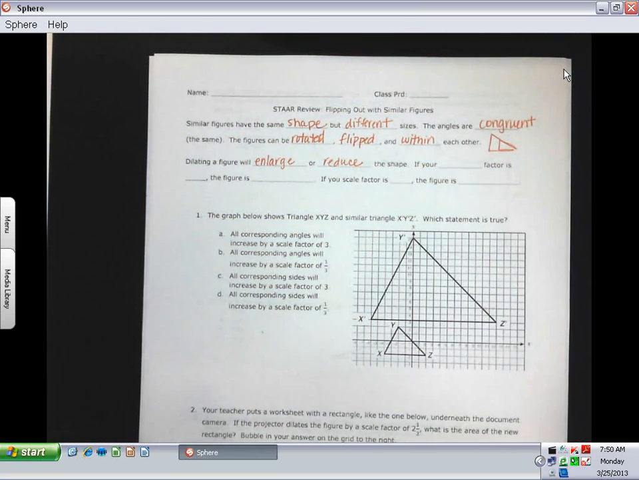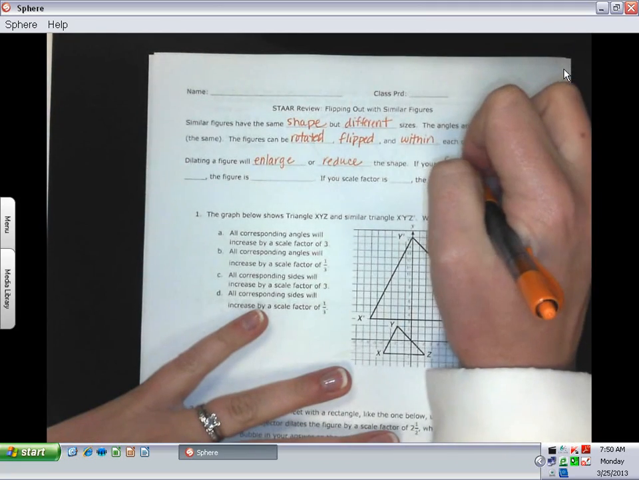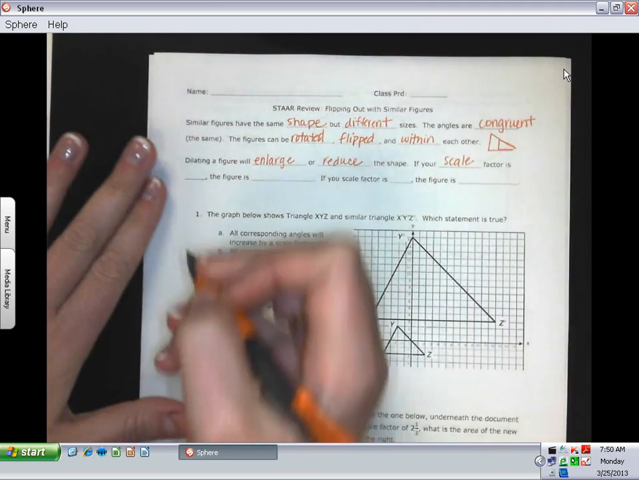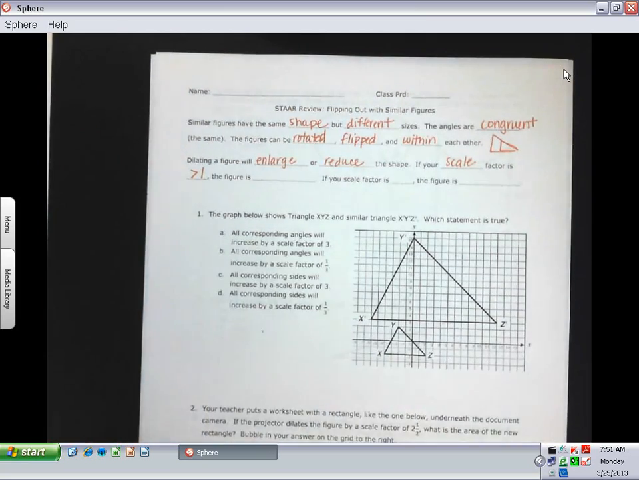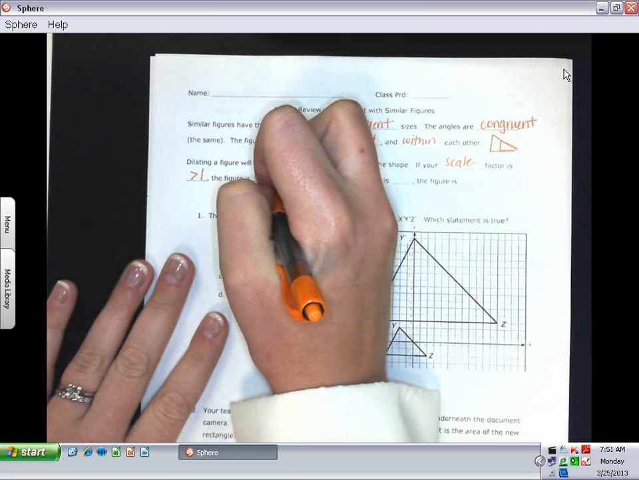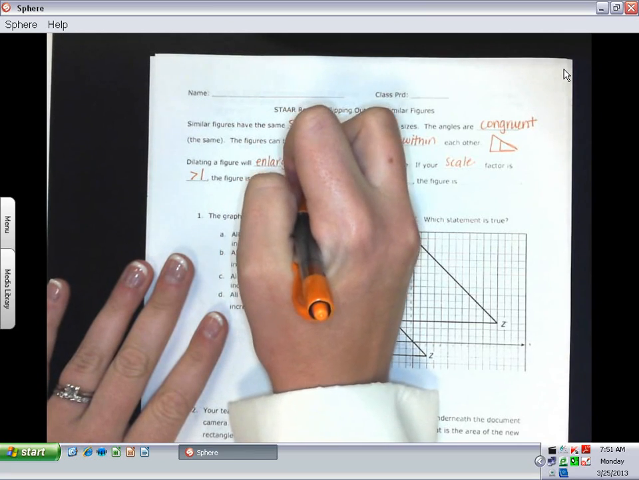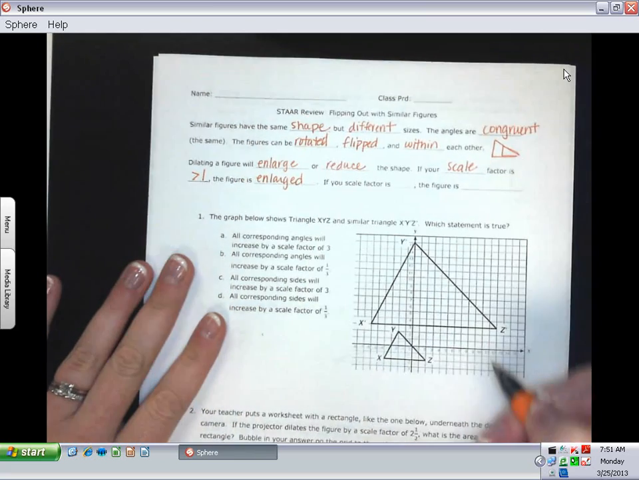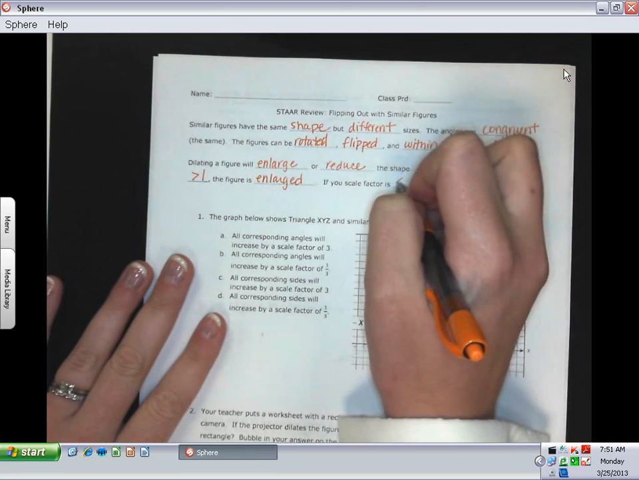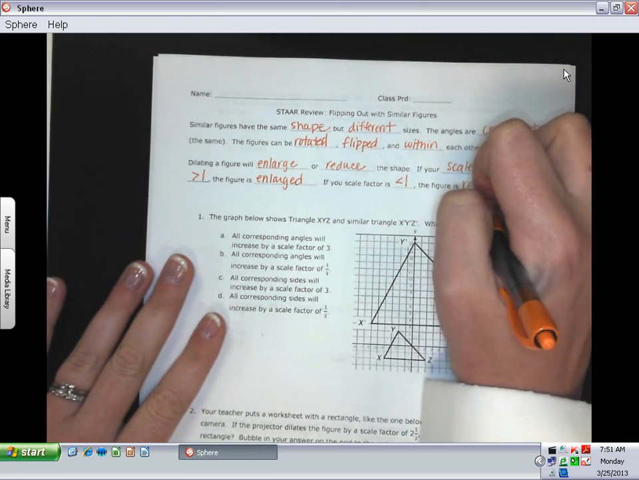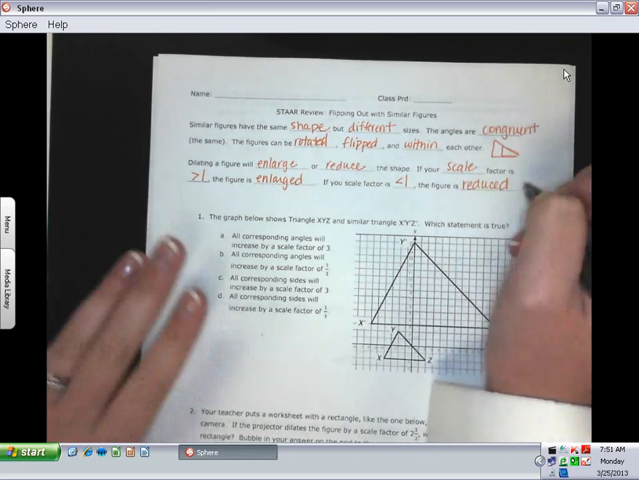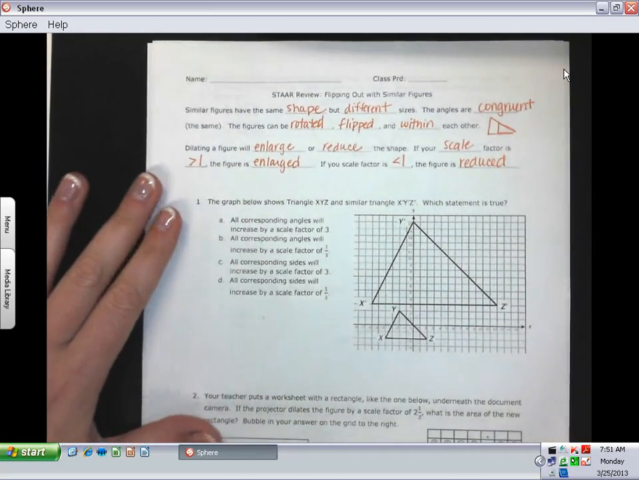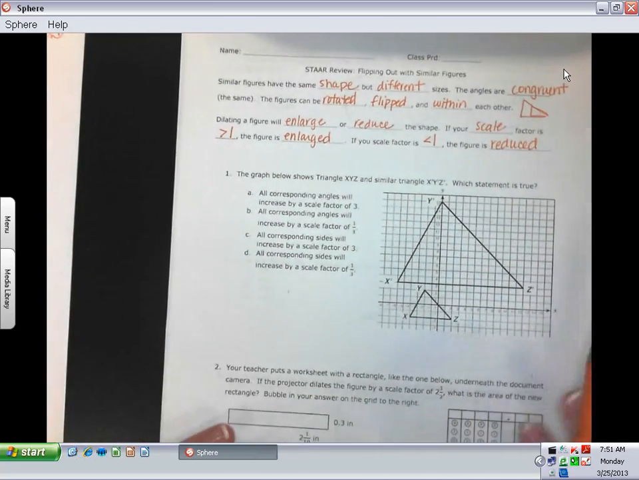And then with dilations, we had a scale factor. And if your scale factor is greater than 1, what's going to happen is you're going to multiply, and you're going to end up with a figure that is enlarged. So it's a bigger figure. Then, if you have a scale factor that is less than 1, your figure is reduced. Okay, so we're going to use that information to go through the 5 questions that follow.